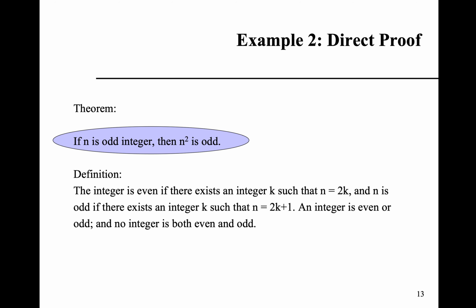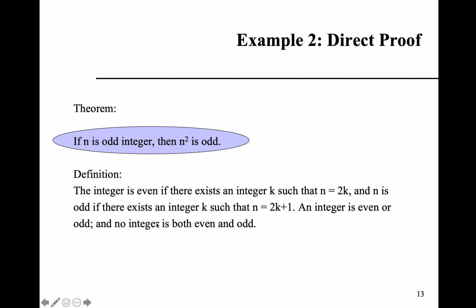Another example is if n is an odd integer, then n squared is odd. Now, let's define this before we actually go into proving something. So the definition being: an integer n is even if there exists an integer k such that n equals 2k, and n is odd if there exists an integer k such that n equals 2k plus 1.